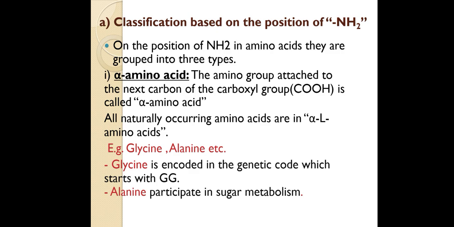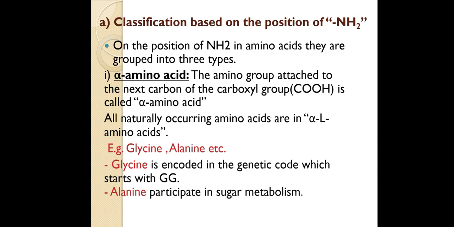Let's go further. Classification based on position of amino group. On the position of the amino group in the amino acid, they are grouped into three types. The first type is alpha amino acid, the second is beta amino acid, and the third is gamma amino acid. Now let's discuss in detail alpha amino acid. The amino group attached to the carbon next to the carboxylic group is called alpha amino acid. All naturally occurring amino acids are alpha L amino acids. Examples are glycine and alanine.